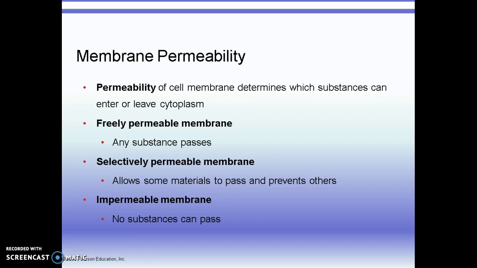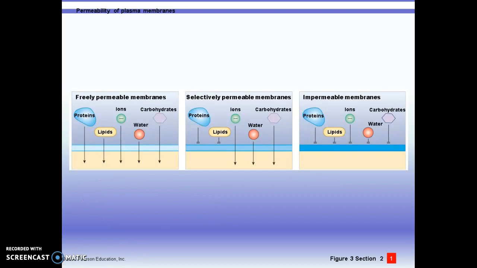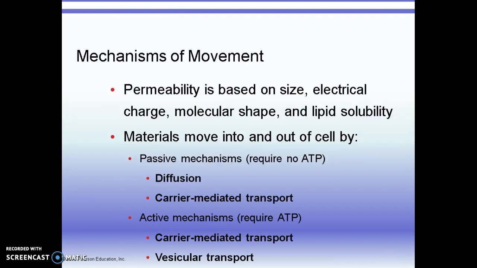So which do you think our cells are? Freely, selectively, or impermeable? They are selectively permeable. So this permeability is based on the solute size, whether it has a charge or not, its shape, and whether it dissolves in lipids. And that lipid solubility is important. Our membranes are lipid, and if a substance can dissolve in lipid, it can cross right through the membrane.